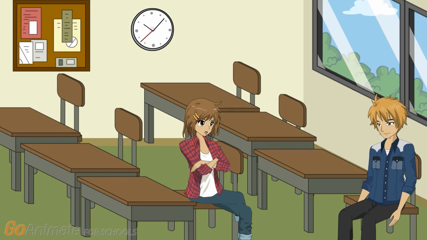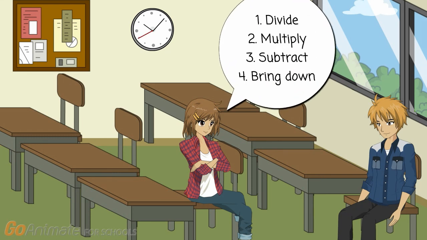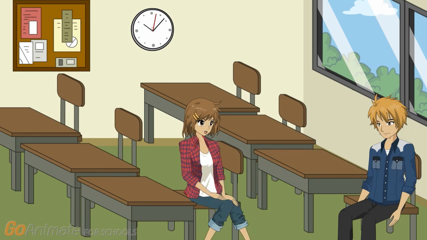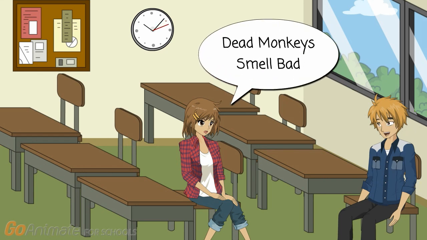The 4 major steps in long division are 1. Divide. 2. Multiply. 3. Subtract. And 4. Bring down. There is a funny way to remember these steps. You know what a mnemonic device is? Yeah, I think so. Is it a way to remember something, like a list of words or how to spell something? That's right. So, the 4 steps that I mentioned start with the letters D, M, S, and B. One mnemonic device I've heard for this is, dead monkeys smell bad.